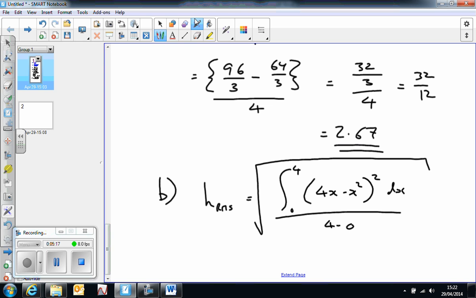So again, I've got to integrate this. The first step would be to take this and multiply it out. 4x minus x squared, squared. So this bracket times by that bracket again, effectively 4x minus x squared times 4x minus x squared. Multiply out those brackets and then integrate that. Okay? So I'll leave you again to have a go at that, see if you can finish that question off, and then we'll have a look at it.